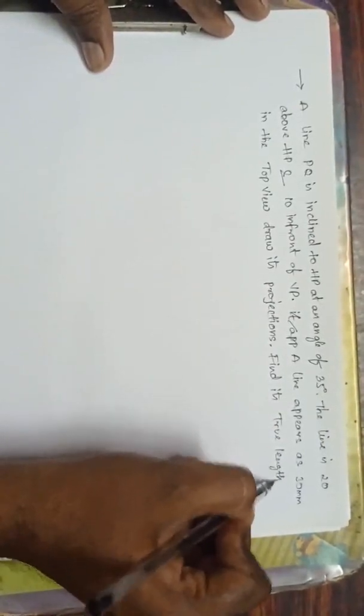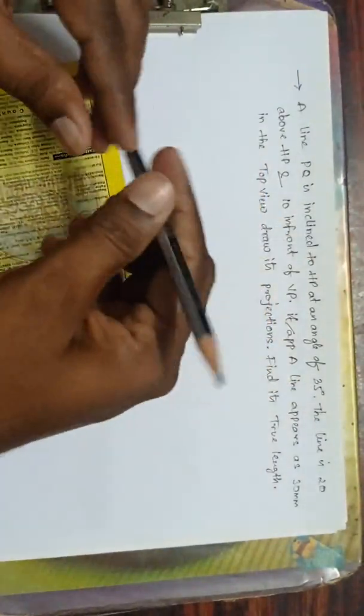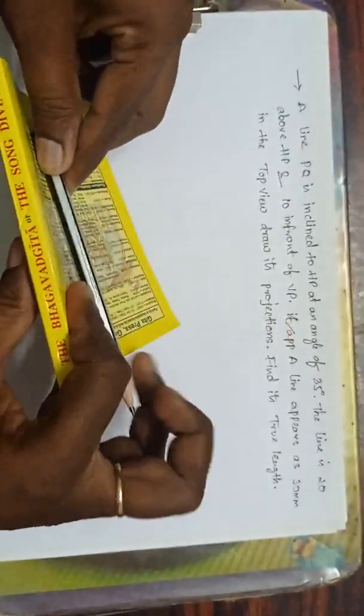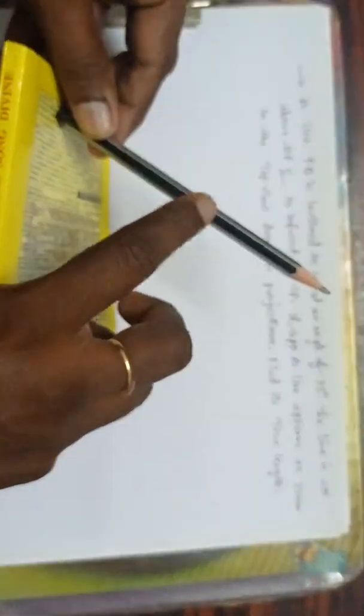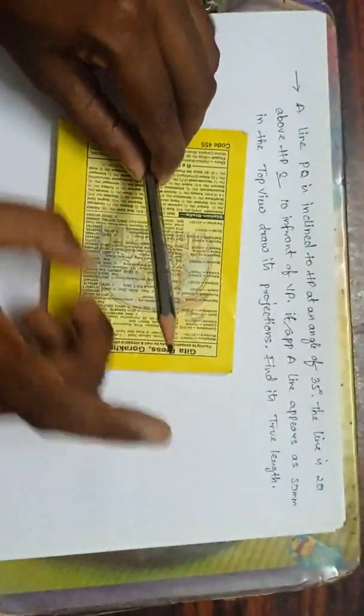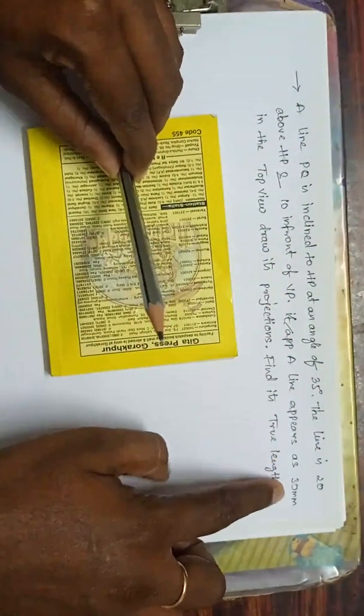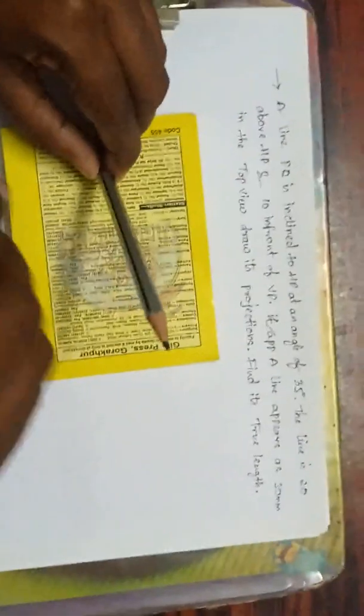See here. You have to understand the question here. What he said? The line is inclined to HP. The line is PQ. It is inclined to HP like this. Inclination how much? 35 degrees. But he has not given the original length. But he said from the top view it appears as how much? It appears as 30 mm. Right? But the original length he has not given. Now what to do?